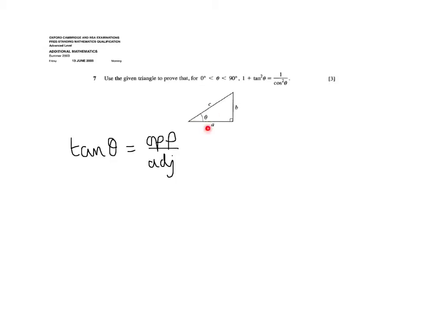Here we're thinking about the angle theta, and the opposite side is B and the adjacent side is A. So that means that tan theta is equal to B over A. If we then look at cos theta, it is equal to adjacent over hypotenuse. In this particular triangle, the adjacent is A and the hypotenuse is C. So that means that cos theta is equal to A over C.